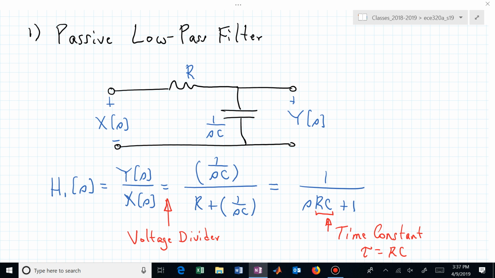If we're interested in transfer function, we don't have to worry about initial conditions. We can now simply look at this circuit and say, oh, I have two impedances. One up top horizontal and one vertical, Z1 and Z2. Now I have voltage divider Z2 divided by Z1 plus Z2. Or 1 over SC is the impedance that Y of S sees.